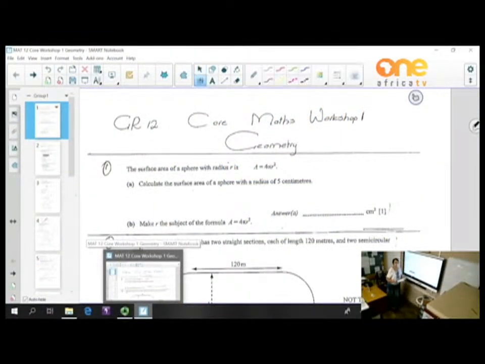Morning, grade 12s. We are looking at the workshop questions on geometry. This is 3 recorded lessons, and this is the first one that we're going to look at today.